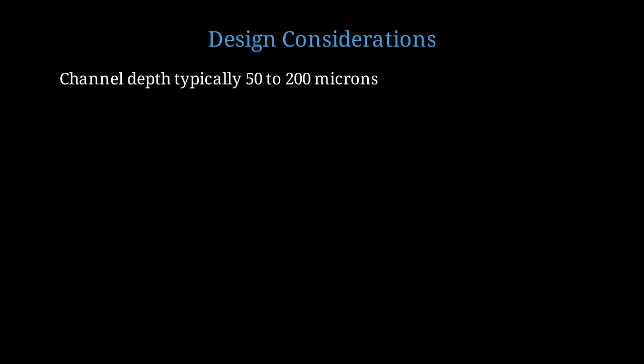Let me give you some practical design considerations if you're building your own device. Channel depths are typically 50 to 200 microns. Shallower channels give better aspect ratios but higher resistance. Deeper channels allow higher flow rates but may give less uniform flow. The orifice width in flow-focusing devices is your main control knob for droplet size. Make it adjustable if possible during prototyping.